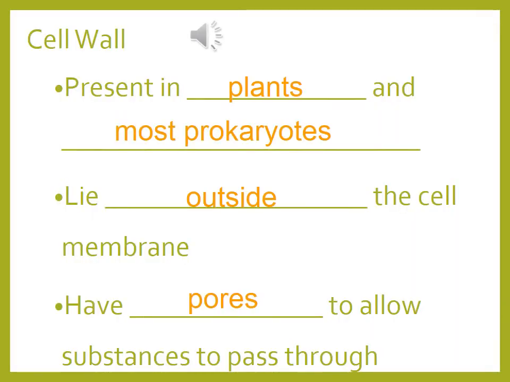So, cell walls are present in plants and most prokaryotes. Most bacteria have it, but some of them don't. There's a few that do not have walls, but most do. The cell wall is right outside of the cell membrane, and it does have pores and openings that allow things to pass through them. Things first have to pass through the wall in order to get to the membrane. So items need to get through the wall to get to the membrane.